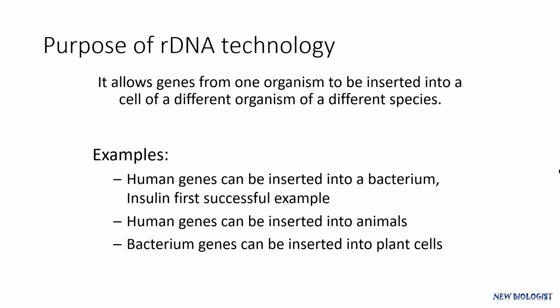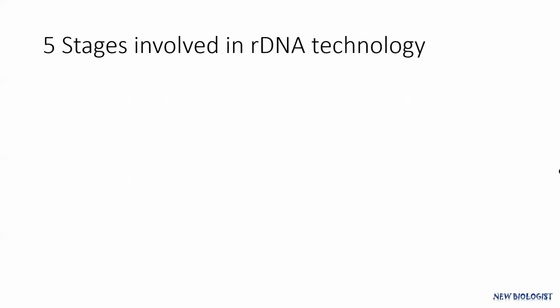So what is the purpose? Here we are looking to transfer genetic material from one individual to another for specific desired things. We may take an example like human genes being introduced into bacteria. One example is insulin. Then it is also possible that human genes can be inserted into animals, and bacterial genes can be inserted into plants. So horizontal, vertical, any transfer of genetic material can be possible.